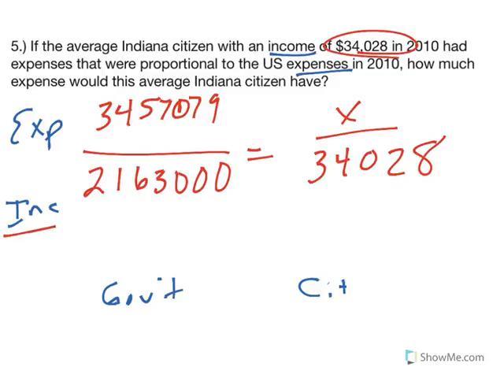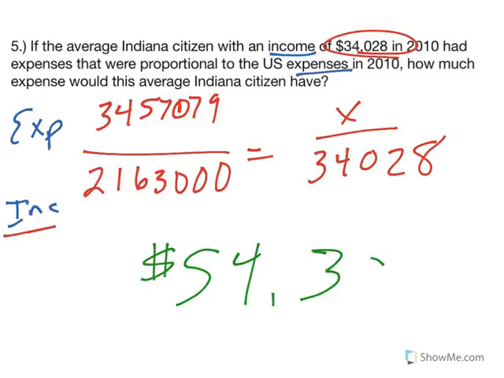So now I go ahead and I cross multiply. And when you cross multiply and divide, you should end up with expenses of $54,386.26. So you would be spending approximately $20,000 more than what you take in, and generally that's frowned upon to really spend that much more.